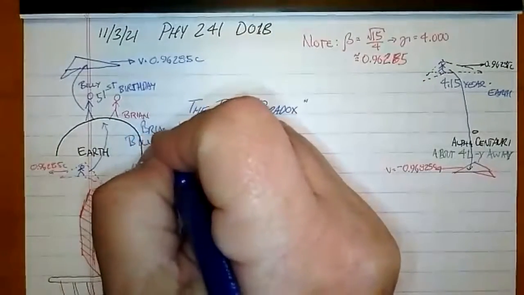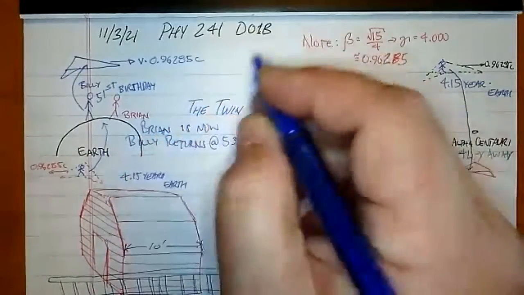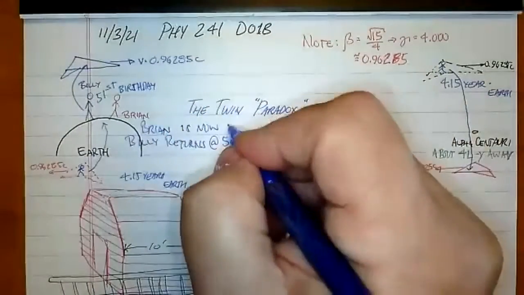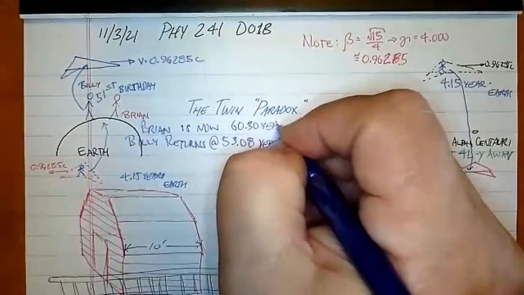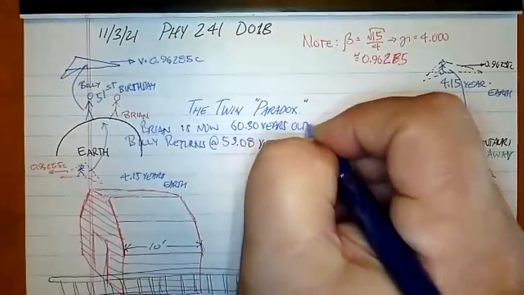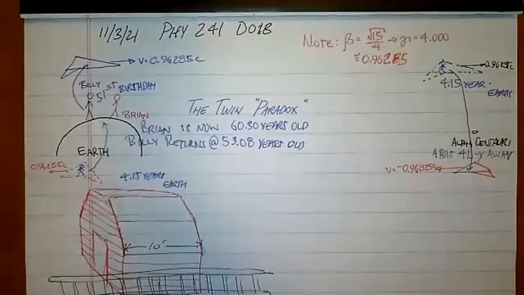Brian, is now, and I'm going to add, of course, 9.3. So he's now 60.30 years old. Again, people say that's the paradox. It's not a paradox at all. And Life magazine or Time Life books thought it was the paradox. It's not the paradox. The paradox is this.